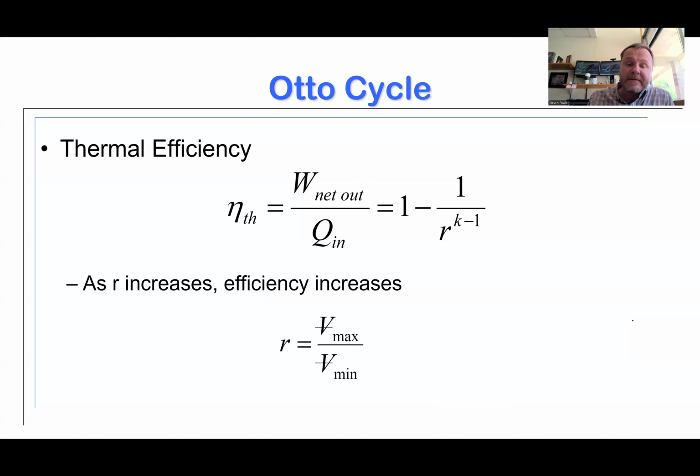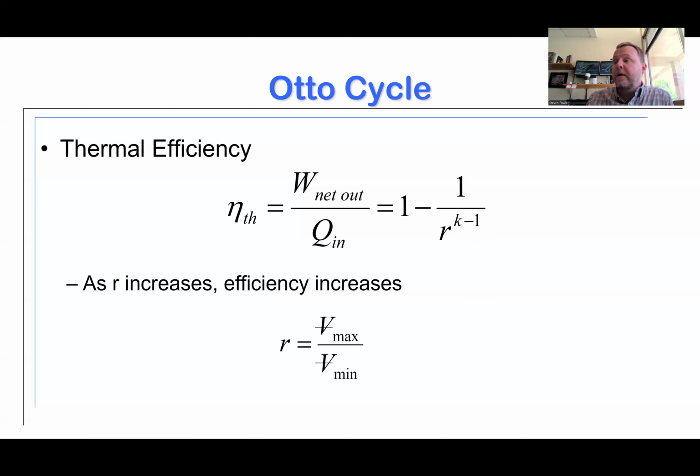And so notice what's happening here. As r increases, as I increase the compression ratio, this quantity is increasing. The denominator of this fraction is increasing. As the denominator increases, this negative value gets smaller. So I'm subtracting from 100% a smaller and smaller value as r increases, and the efficiency increases.